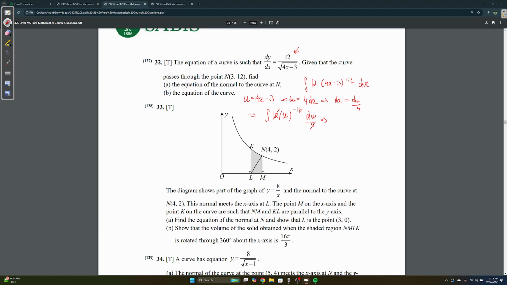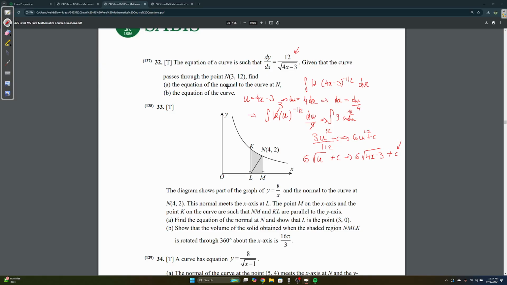Okay, now we continue. 12 divided by 4 is 3. So you're now integrating 3u to the power of minus half du. Then you just take the 3 down, take the u down, add 1 to the power, divide by the new power. So you're going to get 6u. Remember, plus c. Okay, so u we said is what? 4x minus 3. Oh, sorry, 6u to the power of half. So 6 root u plus c, which is 6 radical 4x minus 3 plus c.